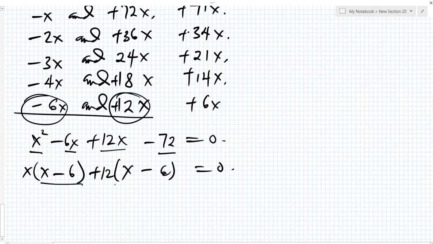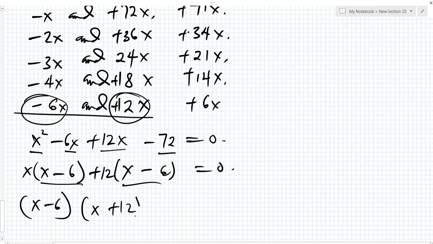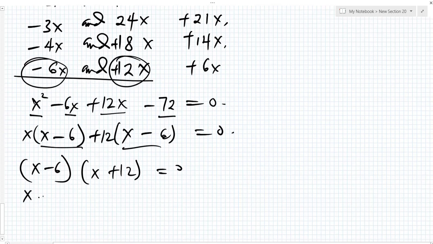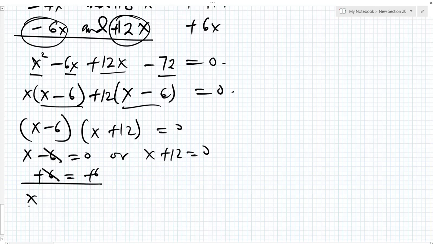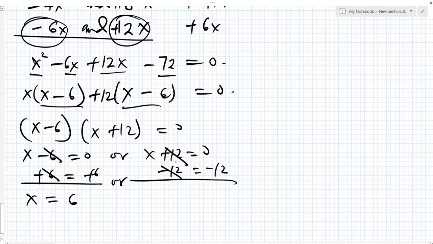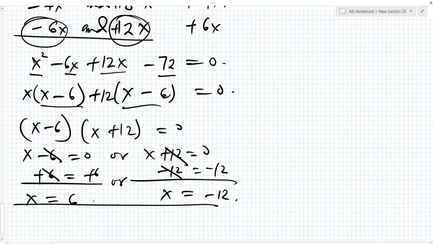So my x minus 6 is a common factor. Let me factor it out. You now have x plus 12 equal to 0. That means x minus 6 is equal to 0, or x plus 12 is equal to 0. Now we add plus 6 to both sides. This will cancel out, so you have x is equal to 6, or if you add minus 12 to both sides, this will cancel out. You have x is equal to minus 12. So this is our answer.